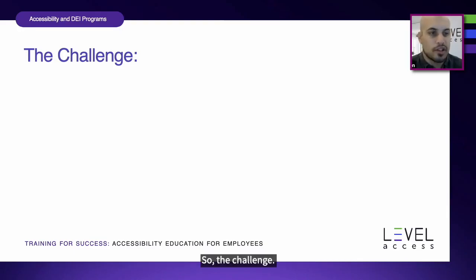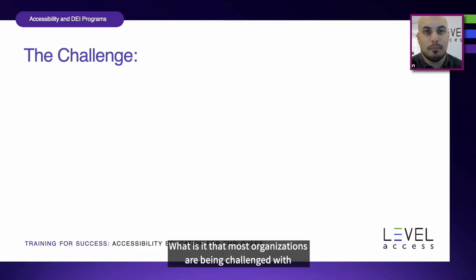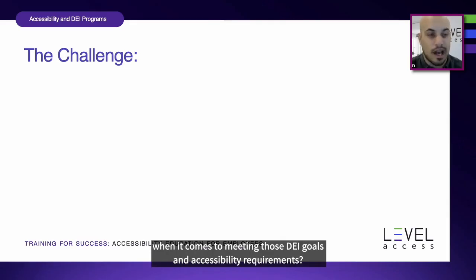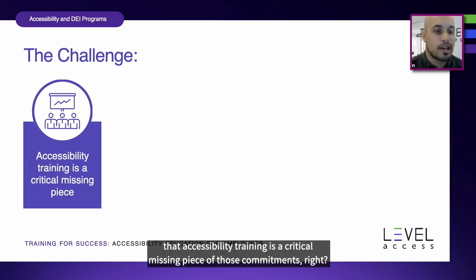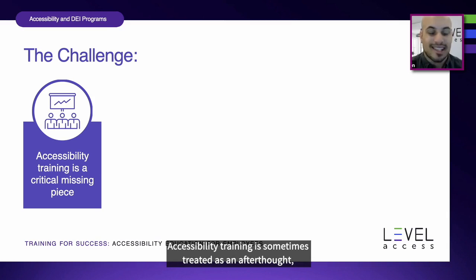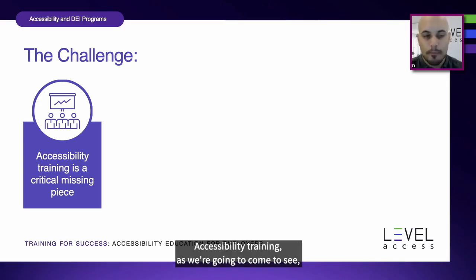So the challenge. What is it that most organizations are being challenged with when it comes to meeting those DEI goals and accessibility requirements? Well, we often find through research that accessibility training is a critical missing piece of those commitments, right? Accessibility training is sometimes treated as an afterthought, or not treated as a critical piece of DEI programs.